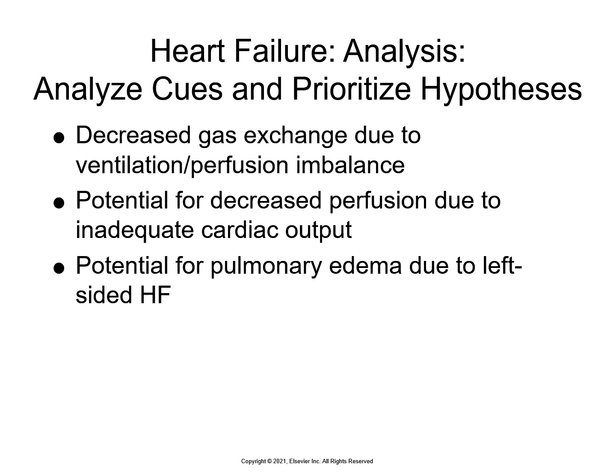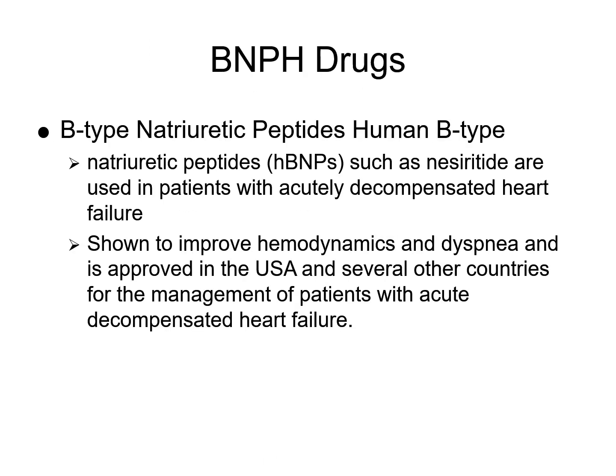Now, there are lots of drugs that we can give to help this. One drug is called the natriuretic peptides, also called nesiritide. These are used in patients with acutely decompensated heart failure, and it will improve the hemodynamics and the dyspnea, and it is approved in the United States and several other countries for patients with acute decompensated heart failure, and it will combat the cardiac stress because it reduces the blood pressure and helps with ventricular fibrosis.